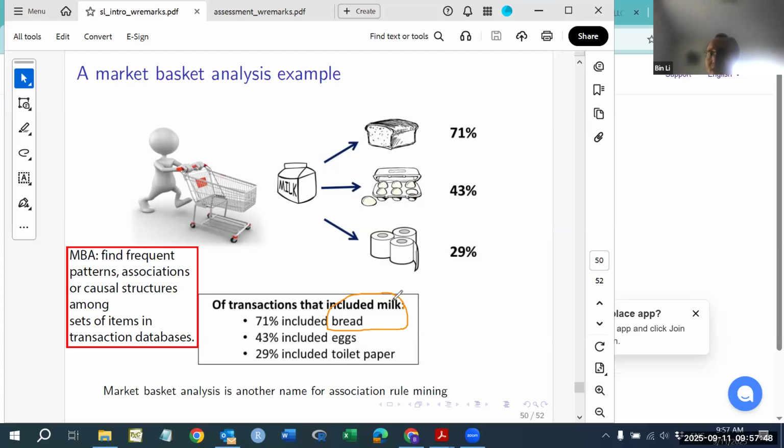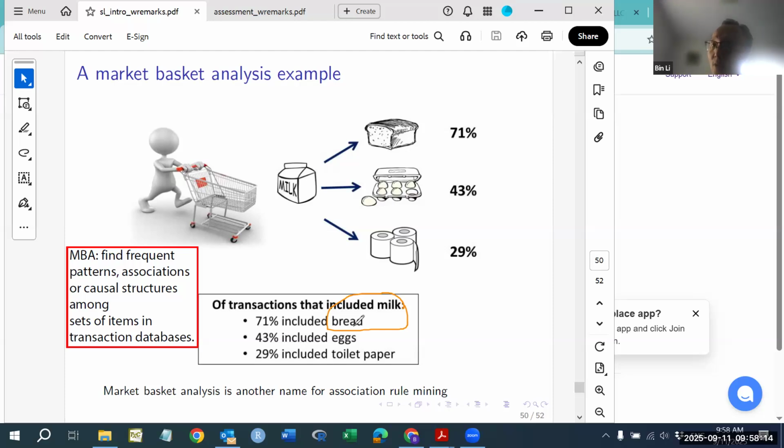But then if we know that, what should we do? The retailers should try to put the milk and bread very close to each other so that the customer can easily grab the milk and the bread at the same location. Did that make sense?